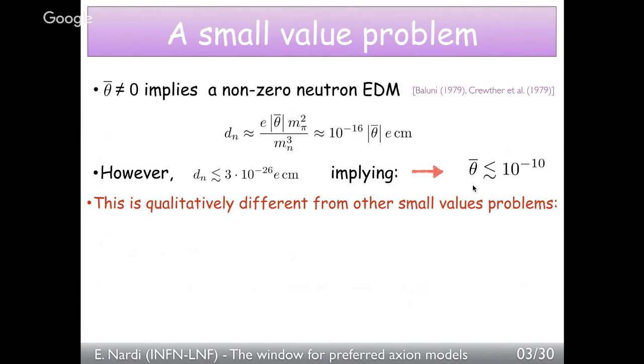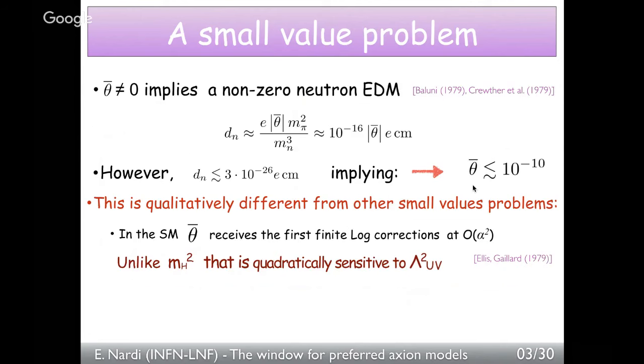Note that this problem, this small number problem, is qualitatively different from other problems that we have in the standard model. For example, theta bar receives the first finite log correction at order alpha squared. This means that if you put by hand theta to 10^-10, it remains stable. You don't have a natural problem. You don't have a technical problem with naturalness.